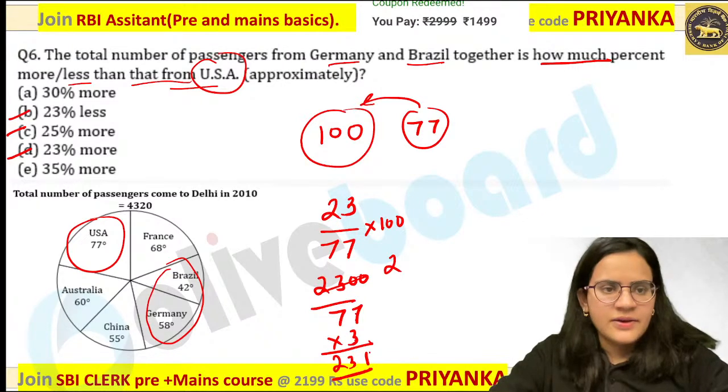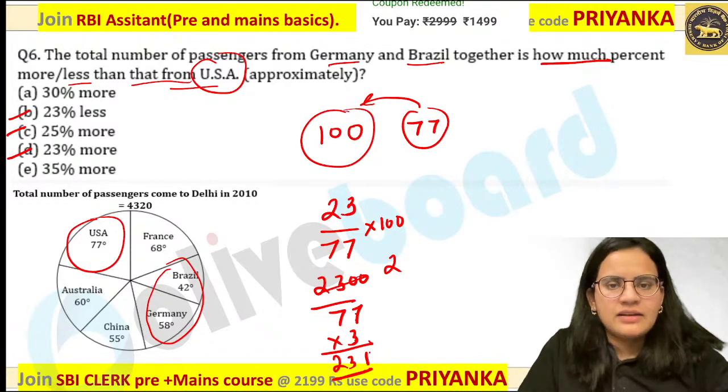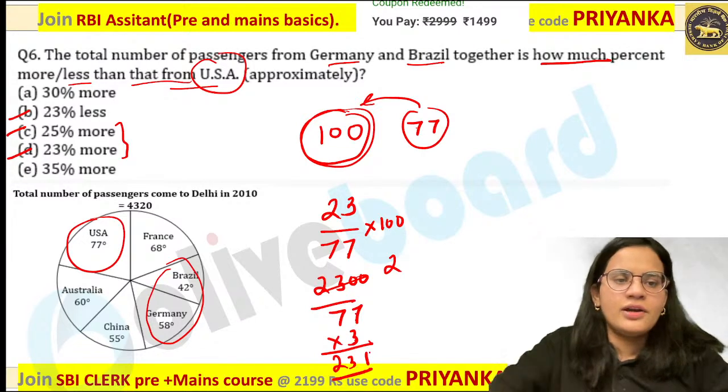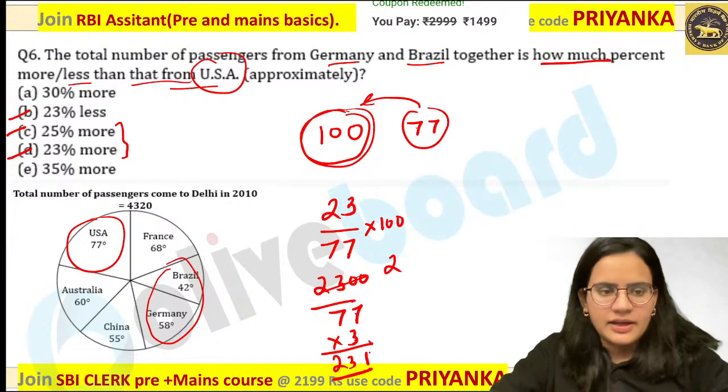Everybody is following this? Anybody having any doubt? Now of course you know that this value 100 is more than that. That means either C or D would be the option over here.